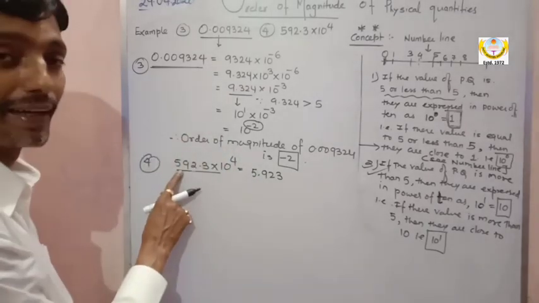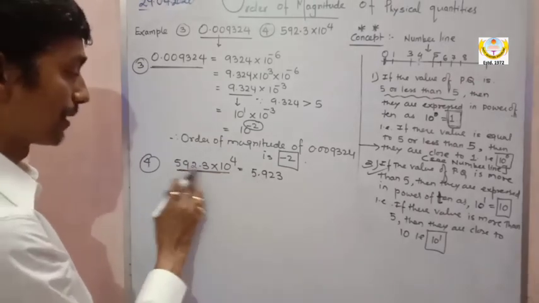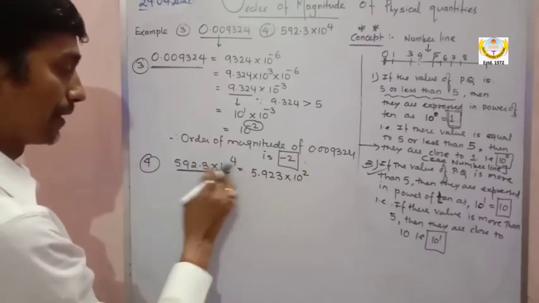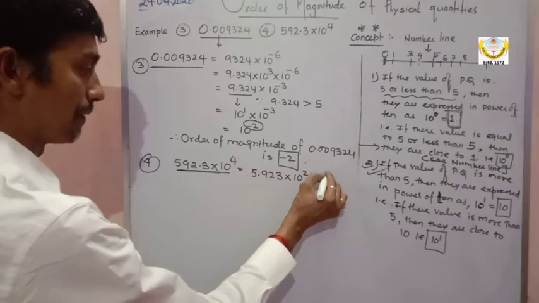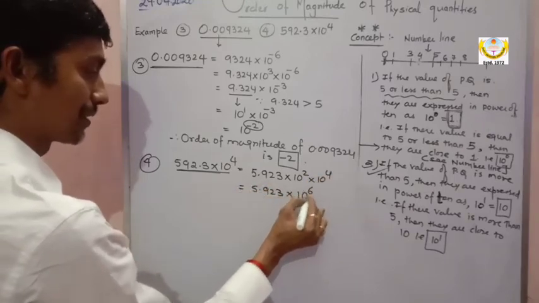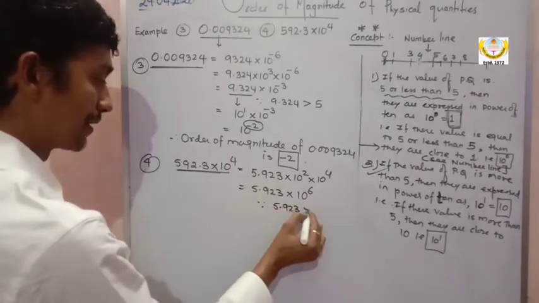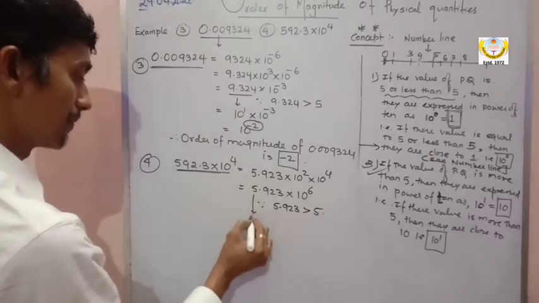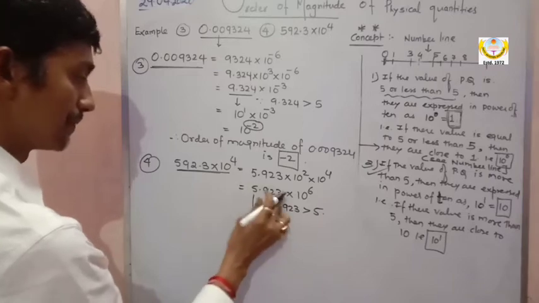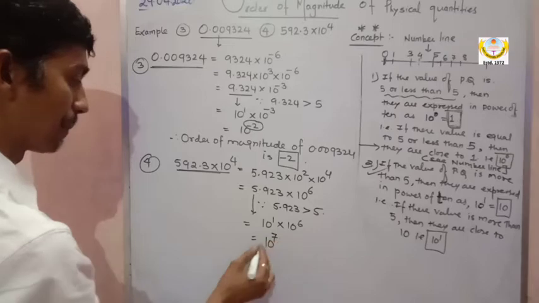Here it is 592. So what is my first method? Convert it into one digit. So I converted into one digit into 10 power 2. Now it becomes 592.3 and already 10 power 4 is given. So now this will be 5.923 into 10 power 6. And now since 5.923 is greater than 5, I will write this as 10 power 1 into 10 power 6. So the order of magnitude becomes 10 power 7.